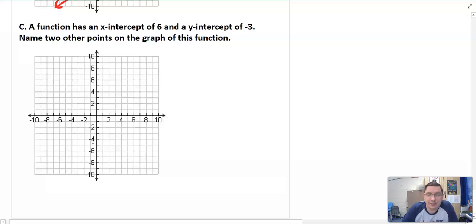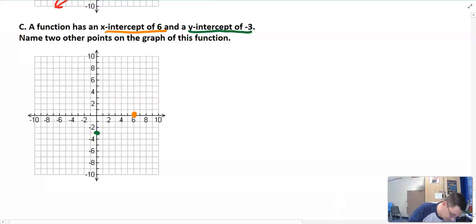Last one, example C here real quick. A function has an x-intercept of 6 and a y-intercept of -3. We want to name 2 other points on this line. This is why it's important to not only get a nice line, but make sure it's nice and straight so we can tell what other points are on it. Well, they tell us the x-intercept is 6, so the x-intercept of 6 will be here. The y-intercept being -3 means it is here. And so if I take a straight edge and I draw across this graph, we see this line form here.